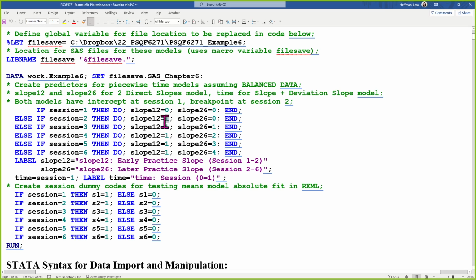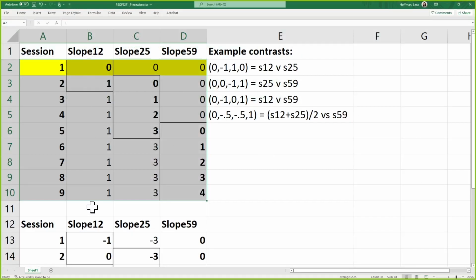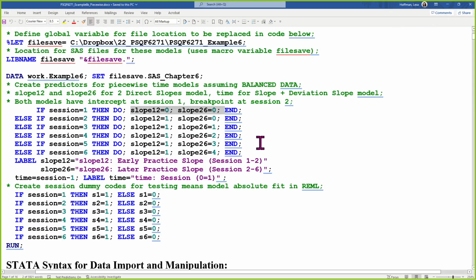So this coding scheme then, right here, I've named the variables to indicate when they are indexing change. So it's not 12, it's 1, 2 to me, and this is 2, 6. If it's session 1, then I want that to be my intercept and they're both at 0. Otherwise, for each session, the numbers match the way that I had done it in the Excel sheet here. This is why I always make these sorts of tables first, and then I write the code that executes what the table does.